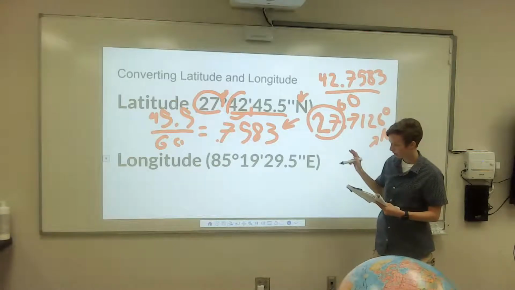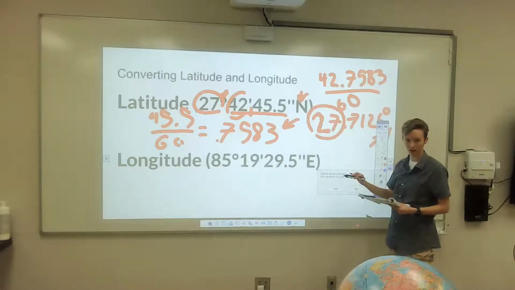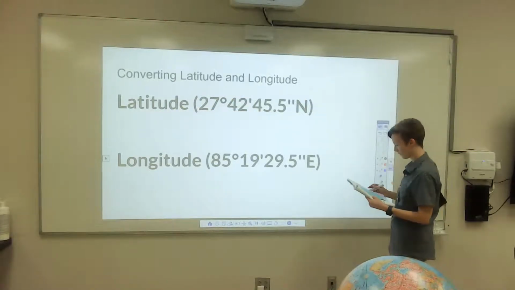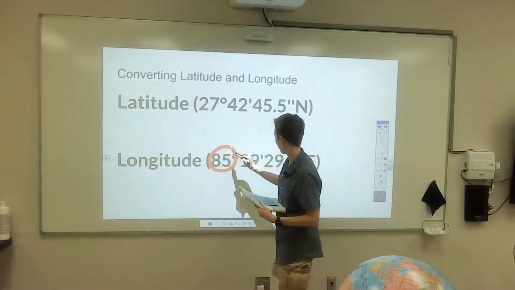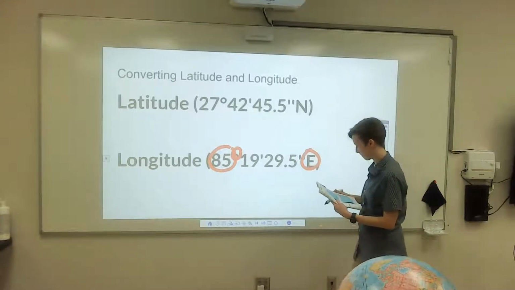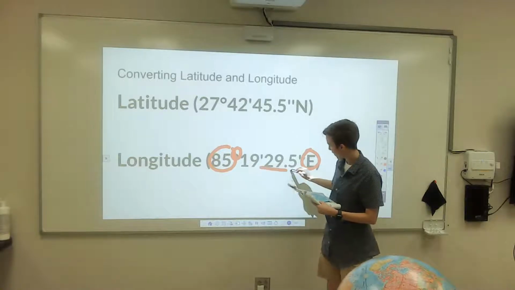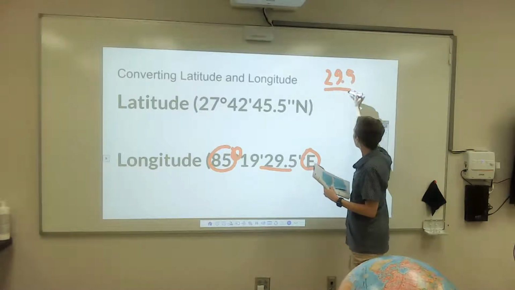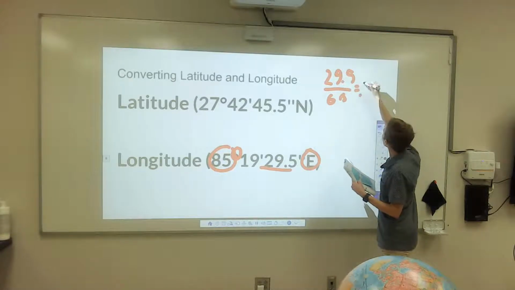So let me clear this and we'll work on our longitude. But I'll give you guys a second. Anyone who needs to catch up or pause, now would be the time. And I'm clear. So next we have our longitude. Same things aren't going to change. Keep that in mind. So first we have our 29.5. Divide that by 60. You're going to get 0.32.